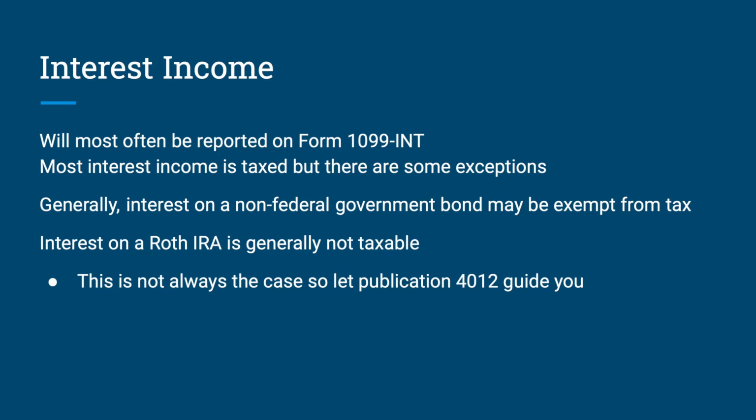And so when we're talking about interest income also, it's important to talk about what we mean. This could be anything from interest on a savings account that you hold at the bank or interest on something such as a bond. And we're talking about types of interest that may not be subject to tax. Generally, interest on a non-federal government bond is an example of something that may possibly, not always, be exempt from tax. So if you see something like that, it's important to go to the 4012 and look up and see what you are supposed to do with it.